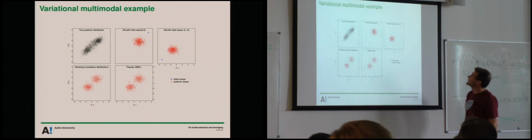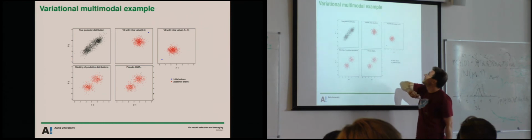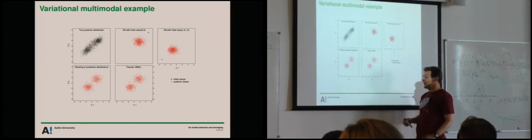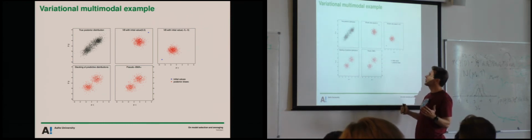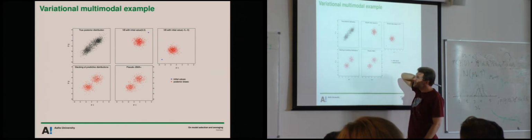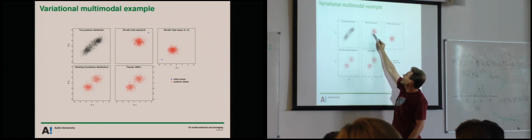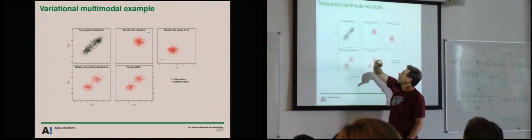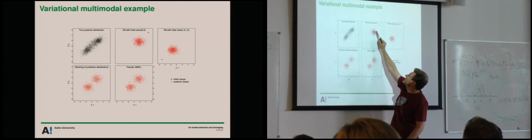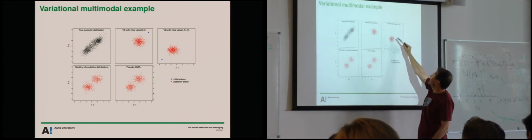Variational multimodal example. So the true distribution is multimodal. Variational inference has the property that in multimodal cases it can fit just one mode, and as the KL divergence was in that direction, it doesn't care about the error, it doesn't care that it's missing all this part. So it gets stuck in one mode. With another initial value, it gets stuck in another mode.